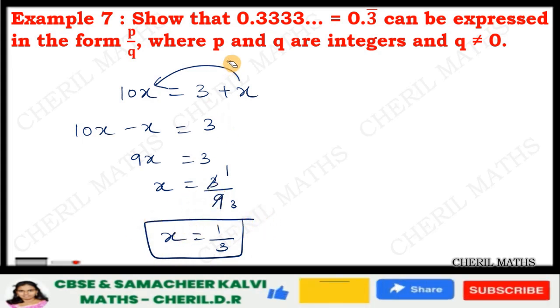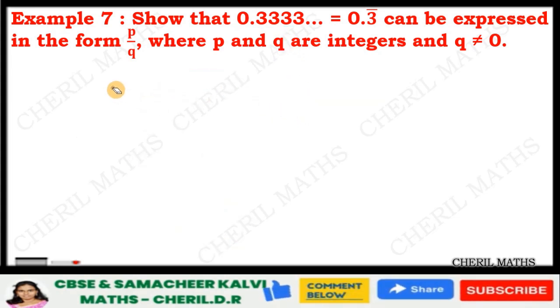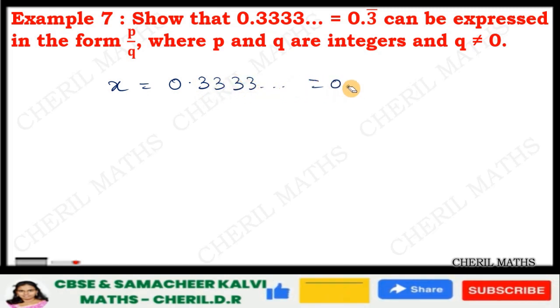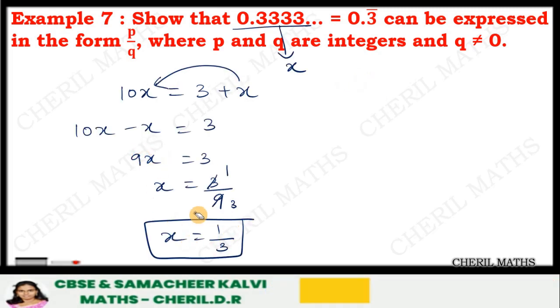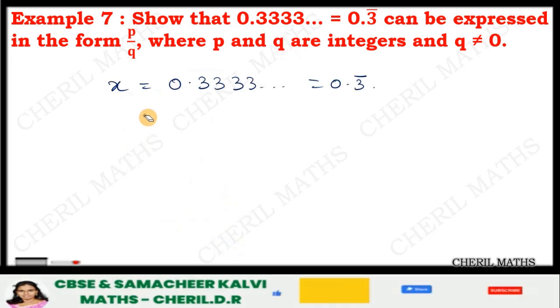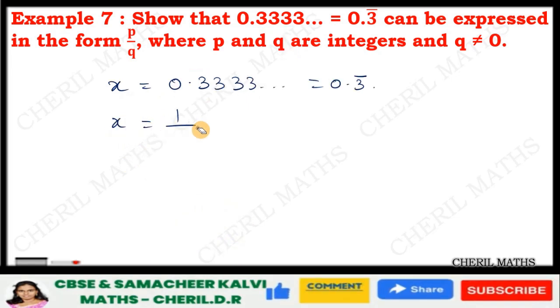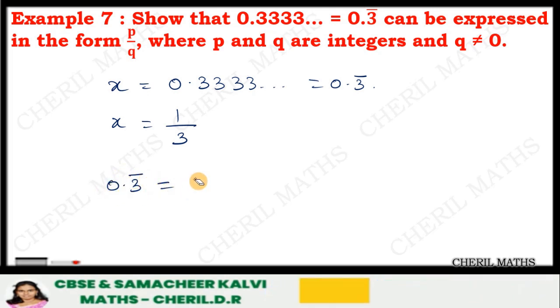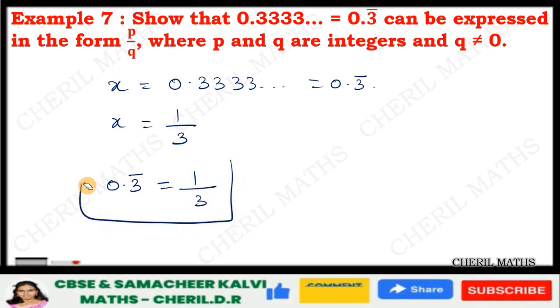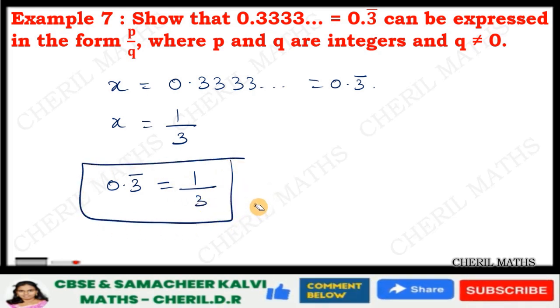What was our previous consideration? The first consideration was that x is equal to 0.3333 and so on, which is nothing but 0.3 bar. But now what did we get? We got x to be 1 by 3. So what can we say? We can say that your 0.3 bar is going to be 1 divided by 3. Is it clear, children? Yes.